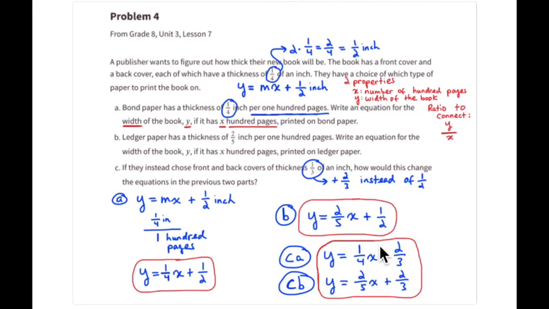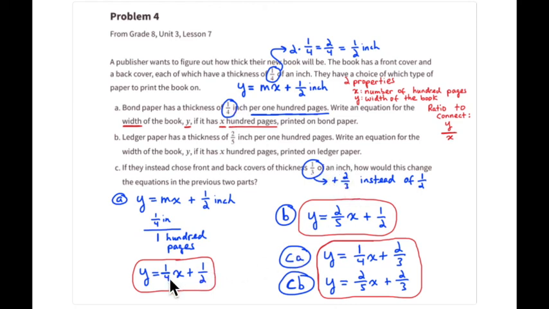Now, what if they change the thickness of the covers? Instead of the front and back covers being 1/4 of an inch, they're going to change it to 1/3 of an inch. But remember, you have 2 covers. You have a front and a back. So that means a total thickness of 2/3 of an inch gets added instead of 1/2 of an inch. It was 1/2 of an inch up here. It's going to be 2/3 of an inch down here.